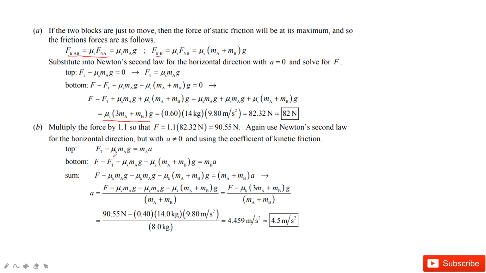For the second one, you can see we just change the friction to mu k mA g, and the other to mu k times the normal force. So we just change the coefficient to mu k, and then the force becomes 10% larger, so this force increased. Then you solve these equations, and you can find the acceleration.